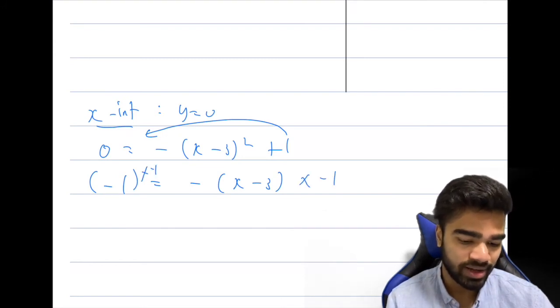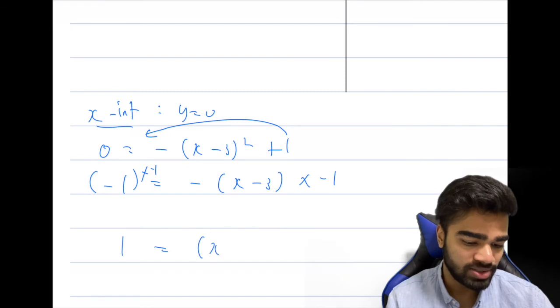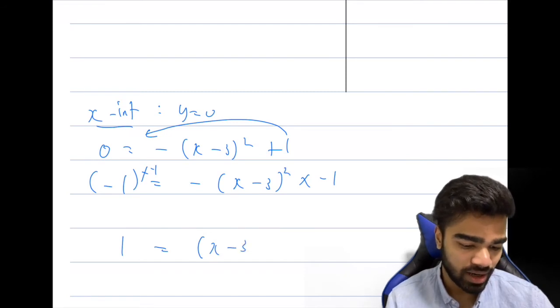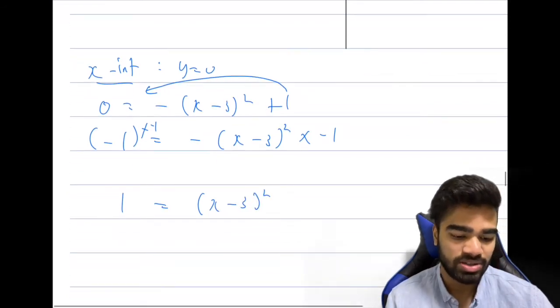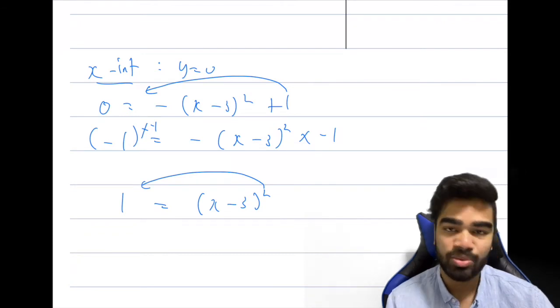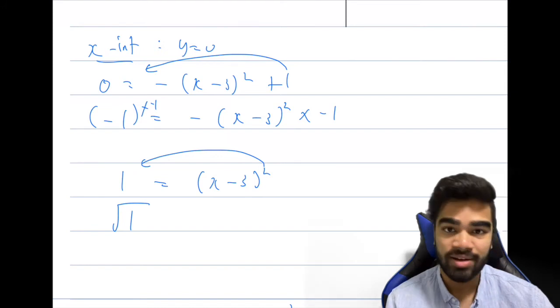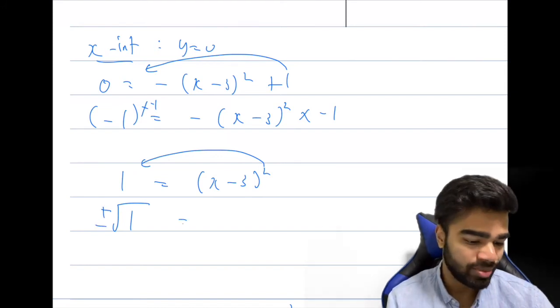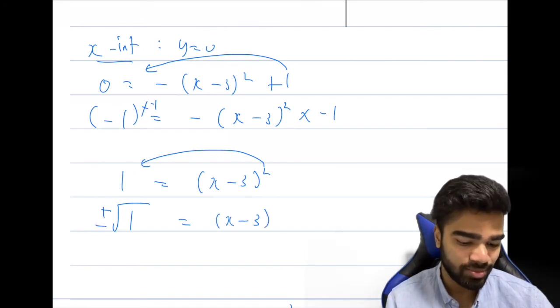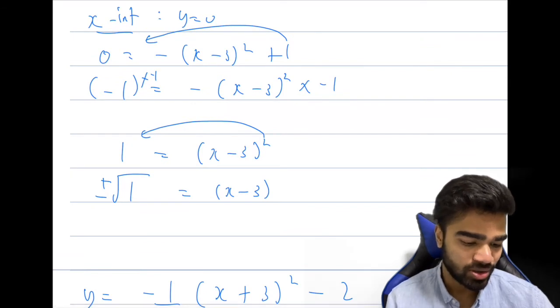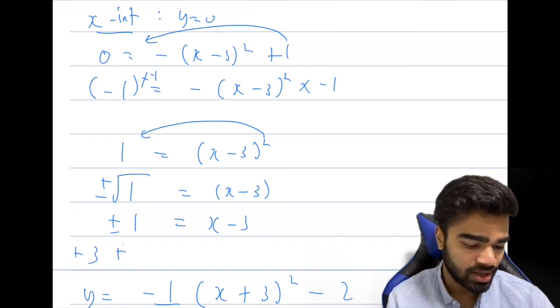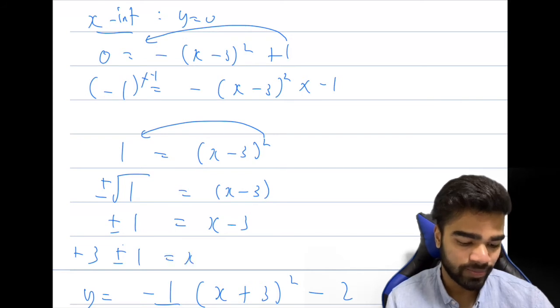Multiply by negative 1. So you pretty much have 1 is equal to (x minus 3) squared. Now you need to square root both sides. Remember, we did this in the completing the square lesson. So the square root of 1, and every time you square root, what do you have to do? You have to do plus or minus. So plus or minus the square root of 1 is equal to x minus 3. What's the square root of 1? Well, it's just 1. So you have plus or minus 1 equals x minus 3. And lastly, you take the 3 to that side by adding. So 3 plus or minus 1 is x.